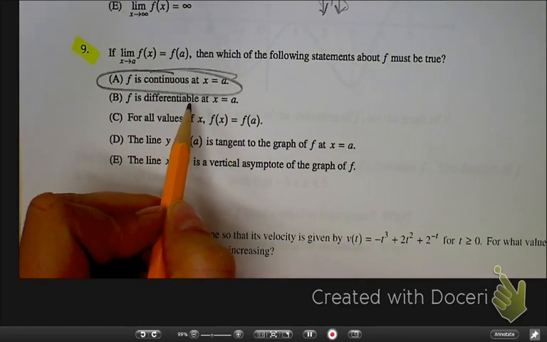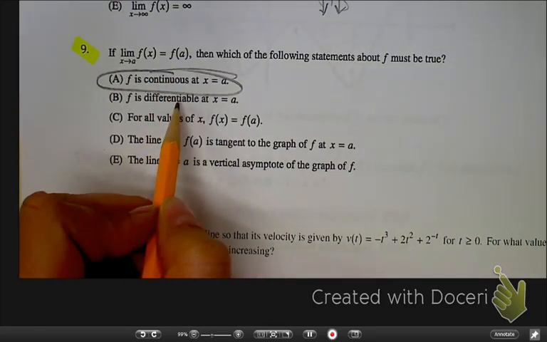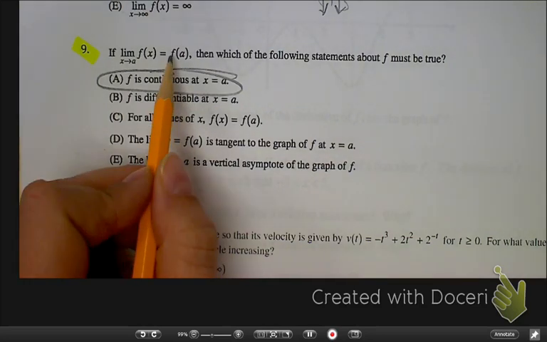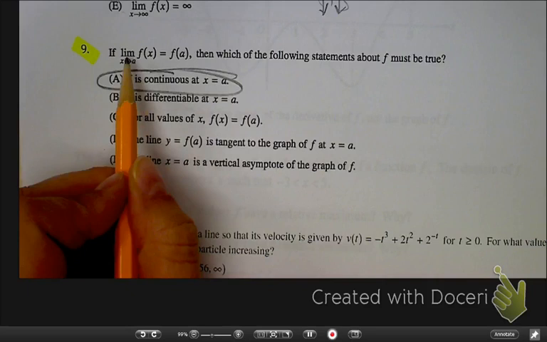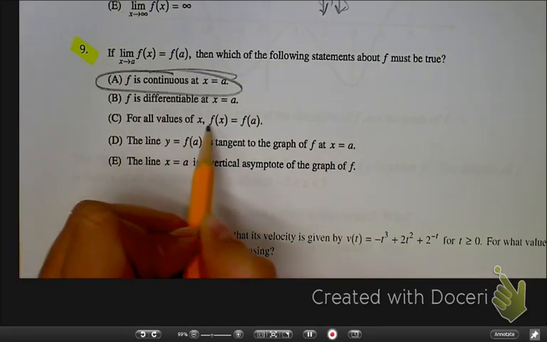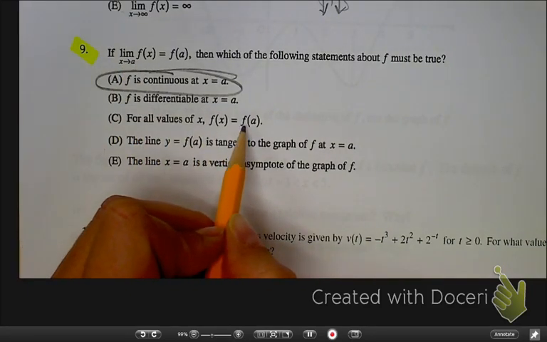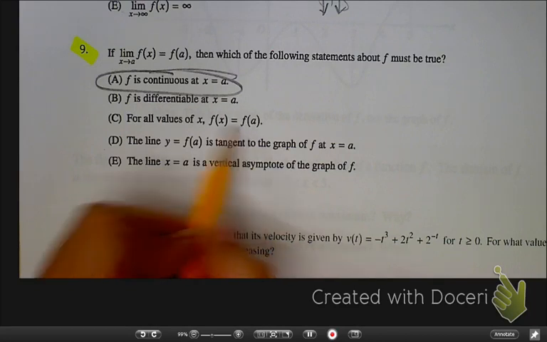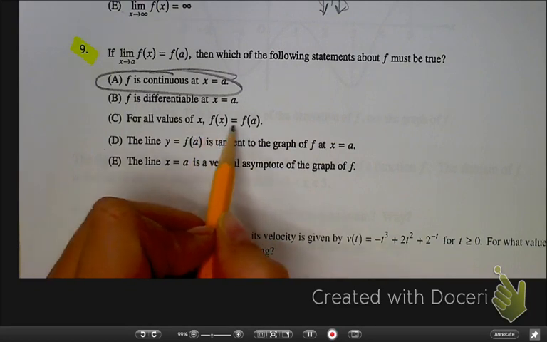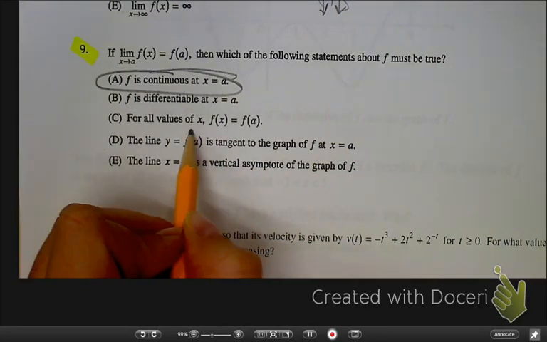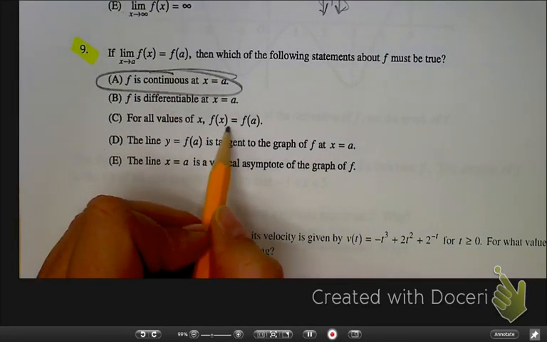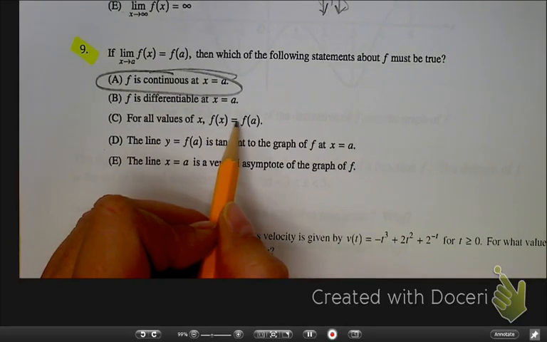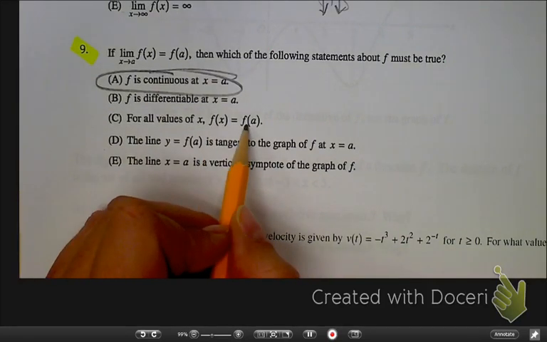Just to read through the others to make sure we understand why they're not necessarily true. In order for a function to be differentiable, the derivative limits have to exist from the left and right. So that's not necessarily true from what we have here. For part C, for all values of x, f of x equals f of a. That's not true for all values. It's only true at this specific value of x, which we're calling a in this example. It doesn't mean that every single x value has its y value equal to this.